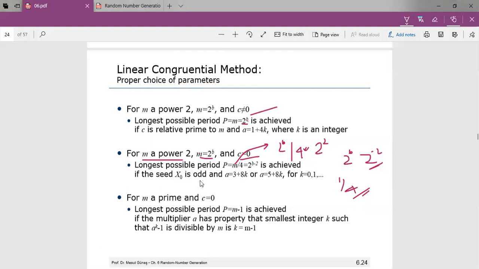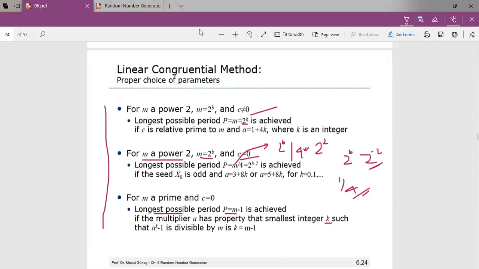This holds if c x naught is odd and a equals 3 plus 8k, or a equals 5 plus 8k for k equals 0, 1 and so on. And the third set of choice of parameters is when m is a prime and c equals 0. The longest possible period P equals m minus 1 is achieved if the multiplier a has the property that the smallest integer k such that a to the power of k minus 1 is divisible by m is k equals m minus 1. So these are three different types where we set the parameters so that we have the longest possible period and make the generator a better one.